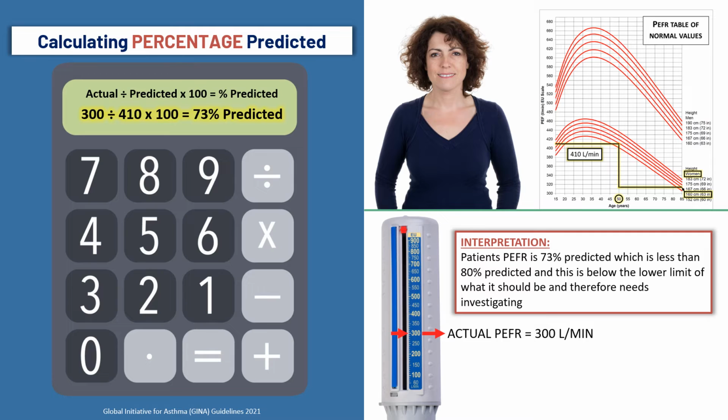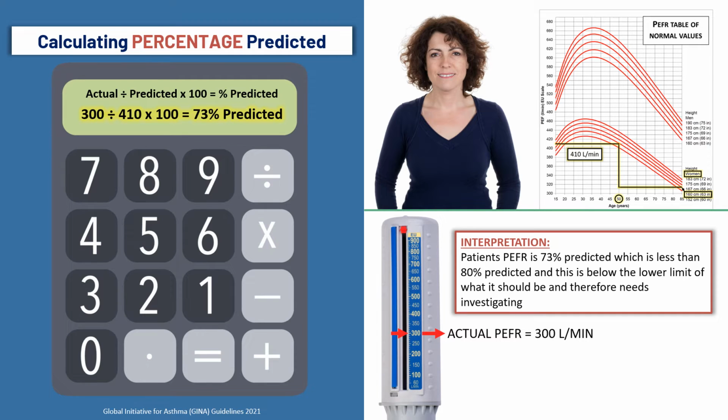So if we interpreted this, we would say it's 73%, it's less than the lower limit of normal, and therefore it needs investigating. So if you were doing an asthma review on a patient and this is what you got, you would have to refer this on to the nurse clinician or to the GP, because you know this would be like getting a blood pressure of 160 over 100. So this would need referring on.